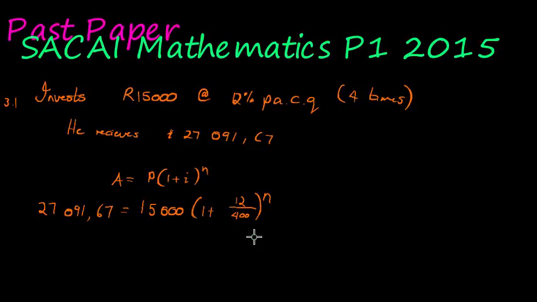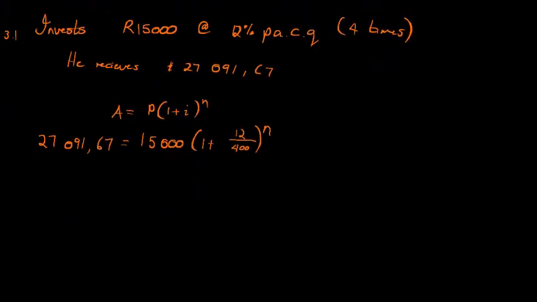What does n represent? It's the number of times he gets interest. We get interest 4 times a year. Just keep that in mind. Your answer in the end is not your final answer. I'm working out the number of times he gets interest. They are asking how many years he invests the money. We'll see when we get to the answer what I mean.